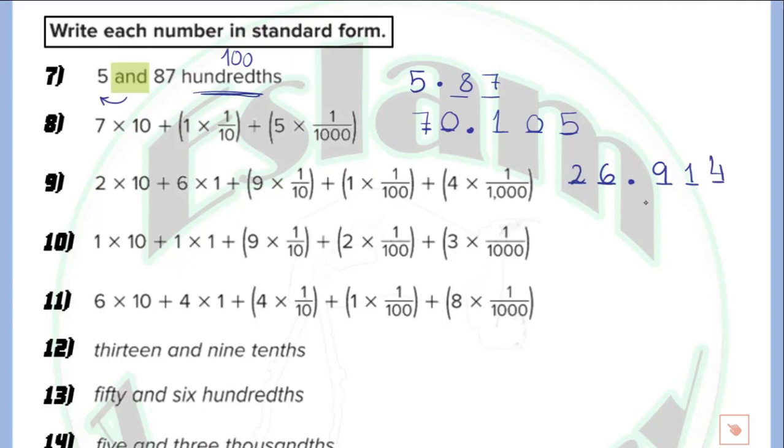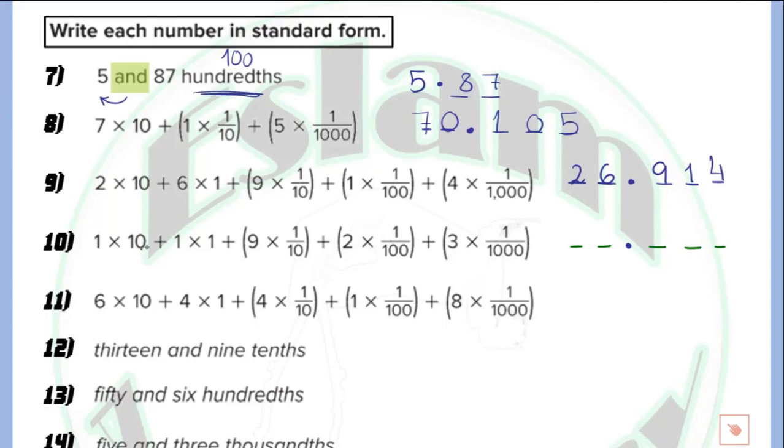26.940. In question number 10, we have 1 times 10 plus 1 times 1 plus 9 times 1 over 10 plus 2 times 1 over 100 plus 3 times 1 over 1000. We have the decimal part and the whole number part. Just put the decimal point. Now we have here the ones and the tens. After that, 10th, 100 and 1000. Just put the places. Then start writing the number.